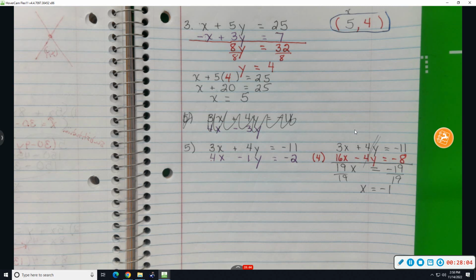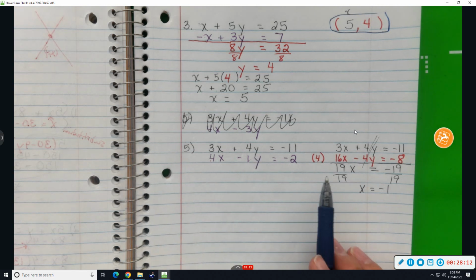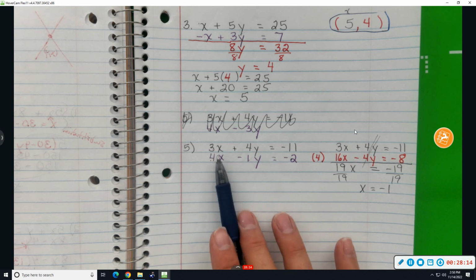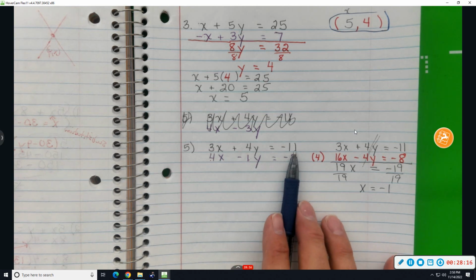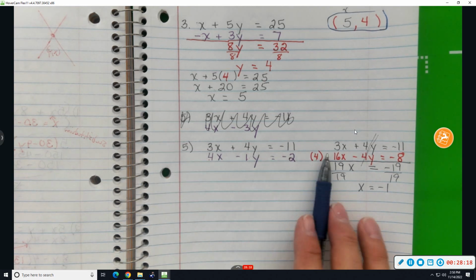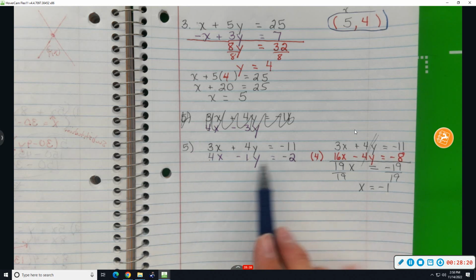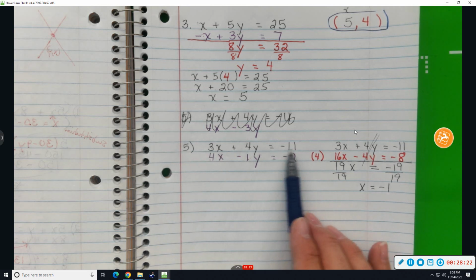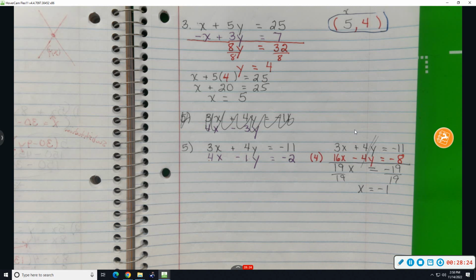And I think on Thursday, when me and Tim were both doing these in that class, there was debate which one would be easier to plug into. And we decided, I think it works out easiest using the equation that has the fewest minus signs. So I'm going to plug into the 3x plus 4y equals negative 11.